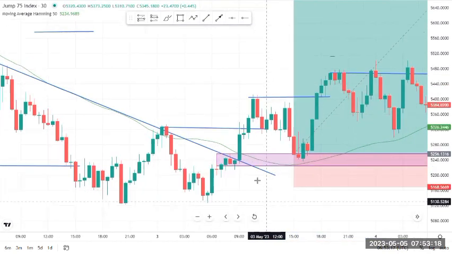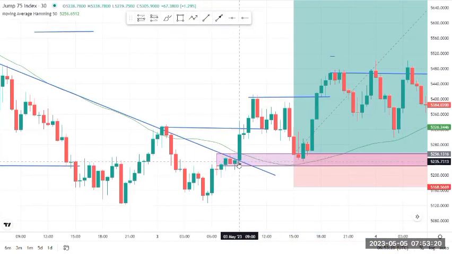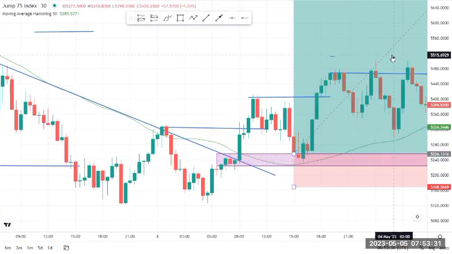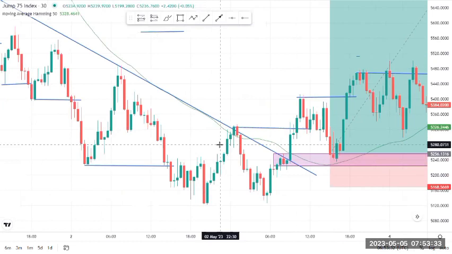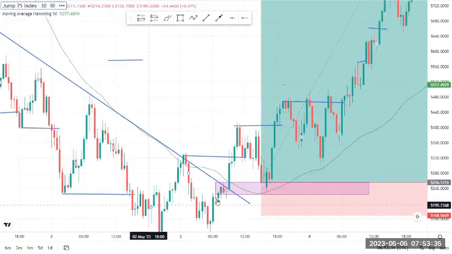Okay, so look at it here. This was my order block. So that was exactly where I placed my entry. You can see, and as soon as price reversed to this order block here, that was where the move started. Okay, so that is it. That was where the move started.